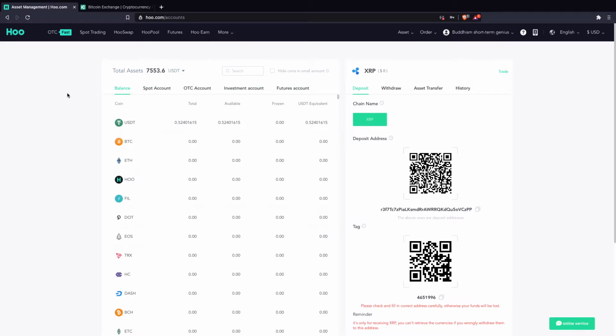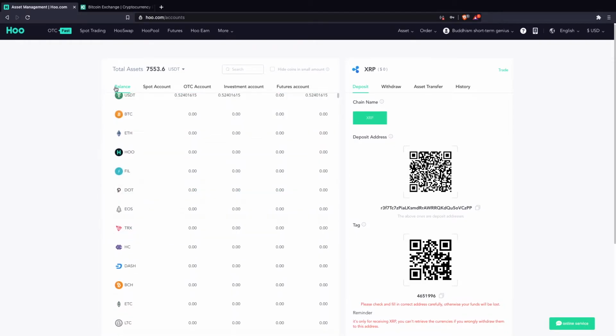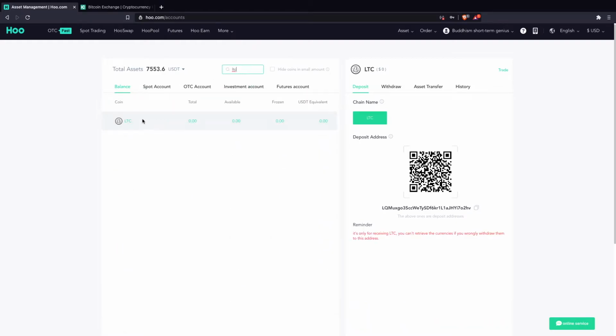Okay, so like we said, the first thing you're going to do is send over your crypto. So say you bought Litecoin from Coinbase. What you're going to do is find Litecoin here under balance. This is very important. Under the balance tab, let's go ahead and just search for Litecoin. So we have Litecoin here, right? Make sure whatever crypto you are trying to send into this wallet shows up right here, okay?